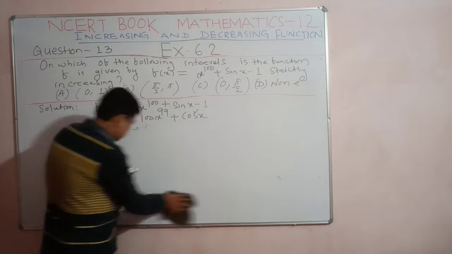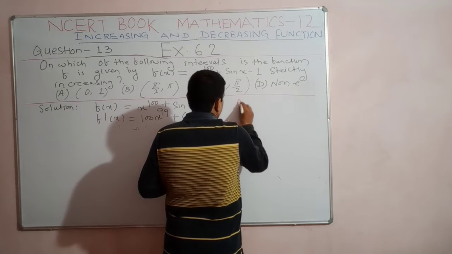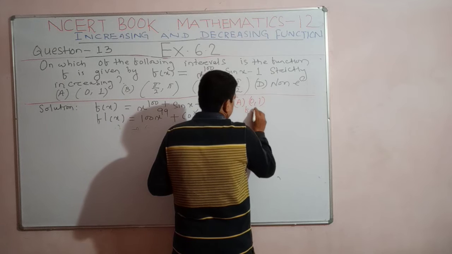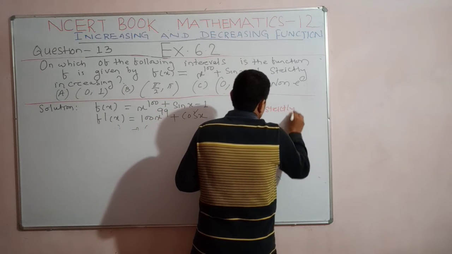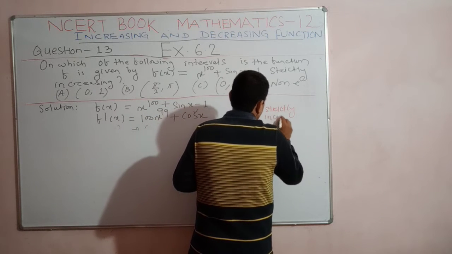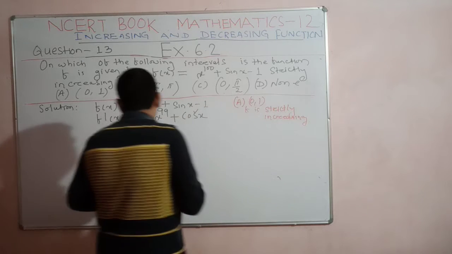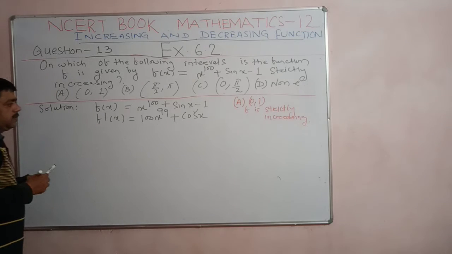So what do you have here in option A? 0, 1. f is strictly what? Strictly increasing. Understand? Let us see another function, where f dash x is 100 into x to the power 99 cos x.